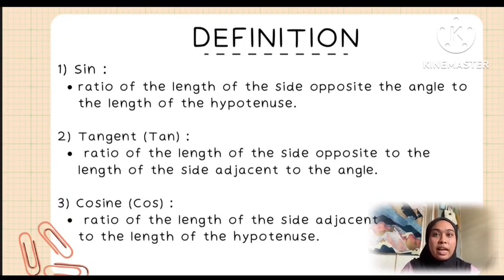The next slide, I'm going to talk about the definition. The first one is sine. Sine is the ratio of the length of the side opposite to the angle to the length of the hypotenuse. The second one is tangent, or also known as tan. It is the ratio of the length of the side opposite to the length of the side adjacent to the angle. And the last one is cosine, which is known as cos. It is the ratio of the length of the side adjacent to the angle to the length of the hypotenuse.